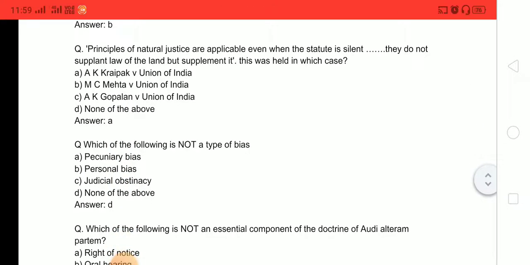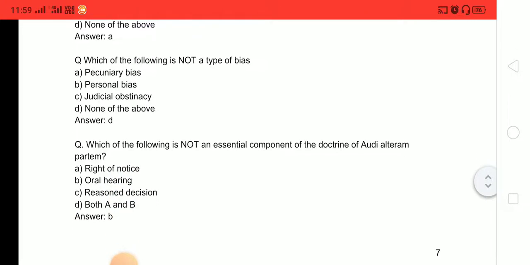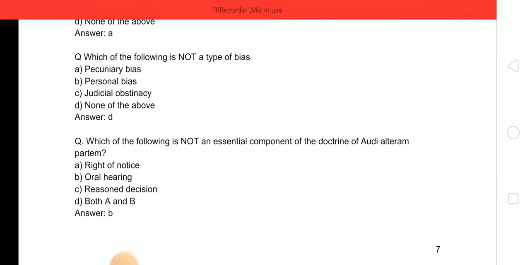Next question is, principles of natural justice are applicable even when the statute is silent. They do not supplant law of the land but supplement it. This was held in which case? And answer is A.K. Kraipak versus Union of India. Next question is, which of the following is not a type of bias? And answer is none of the above. So these three are the types of bias: pecuniary bias, personal bias, or judicial obstinacy.